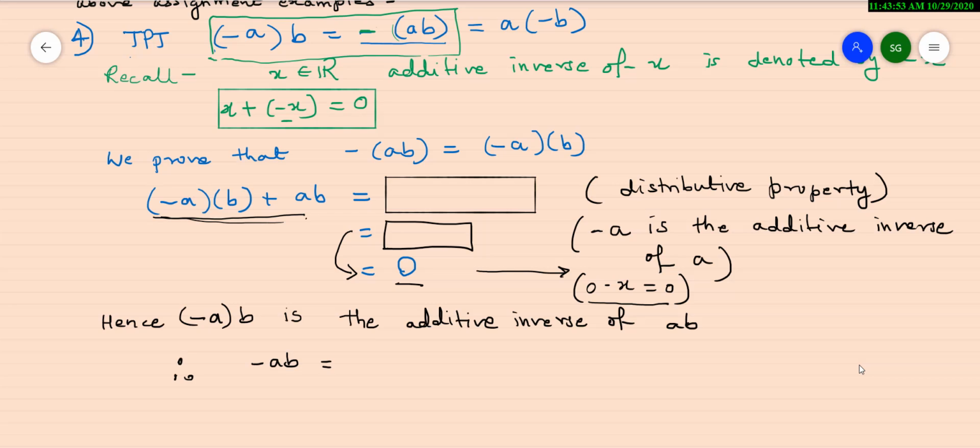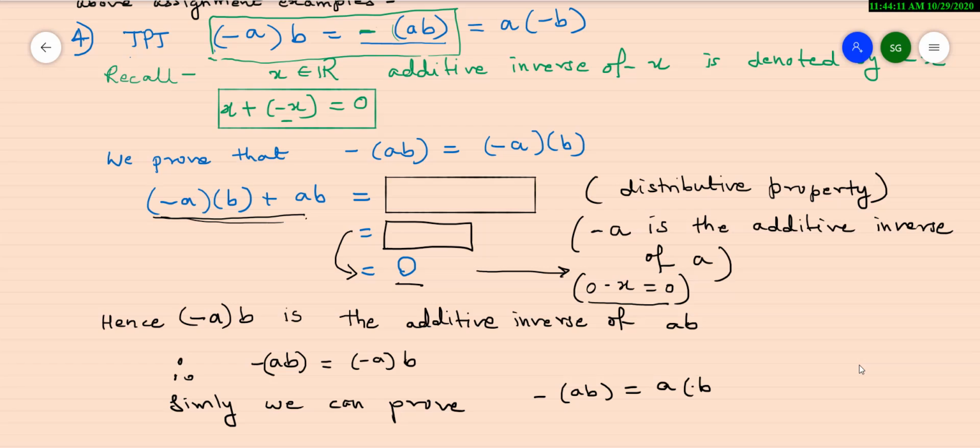And similarly, we can prove that minus of AB is equal to A into minus B. Okay, so this part need not be proved separately. The proof is very much similar to the proof which we have done over here. So try to fill in the blank, write it on the paper, take a photograph, and then send it on Google Classroom. Submit it on the Google Classroom.